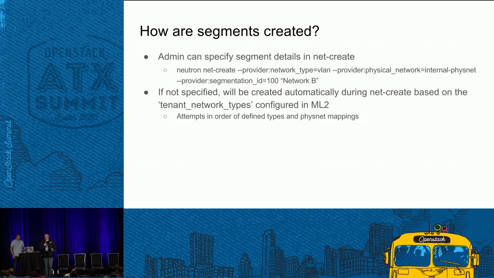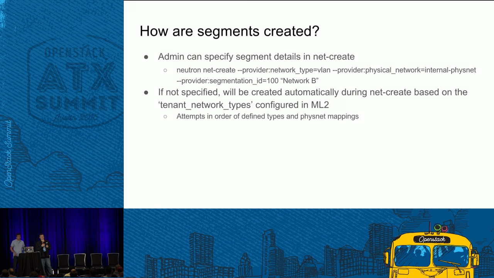So in this case, we're creating network B from that previous slide. So we say neutron network-create, network type VLAN, physical network internal FISNet, and segmentation ID 100. So that'll set it up as a VLAN network on the internal FISNet with a VLAN tag of 100.